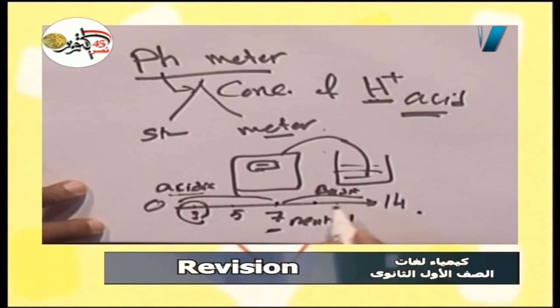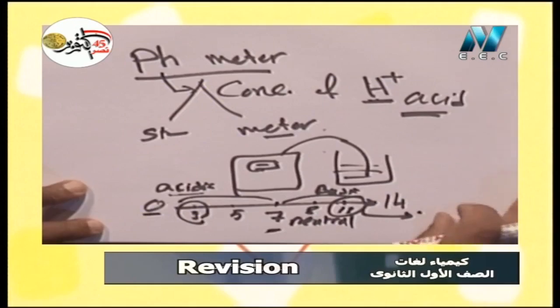If we have a solution whose pH is, for example, 8 here and 13 here, which is more basic? Of course, the 13 is more basic. As we go away from the neutral point, we get a more basic substance, and when we go away from the neutral point in this case and near 0, for example, this means that this substance is more acidic than the other substance. This is the pH meter.